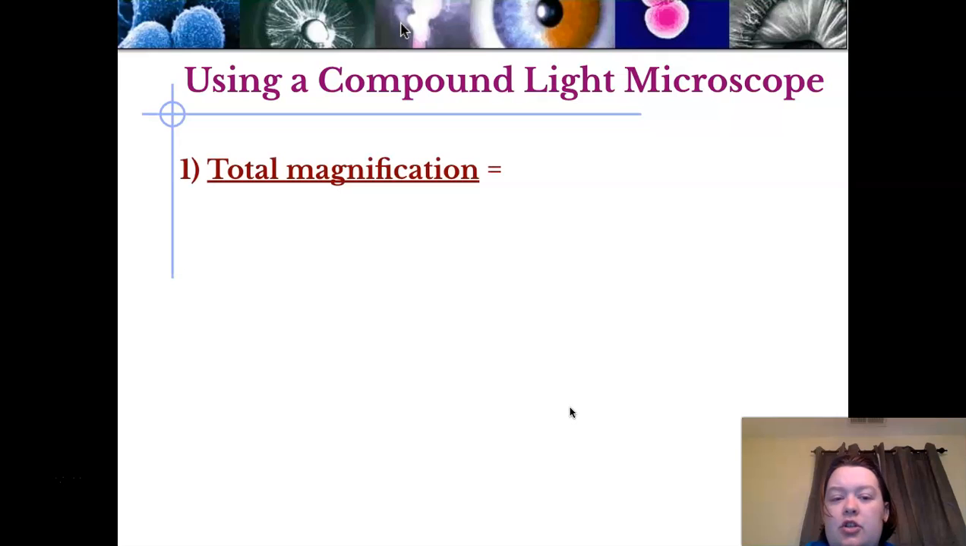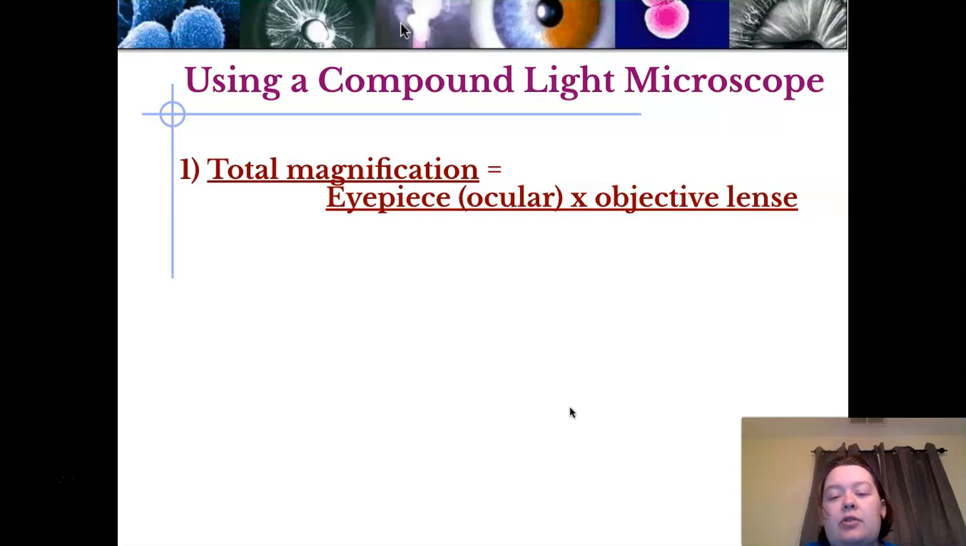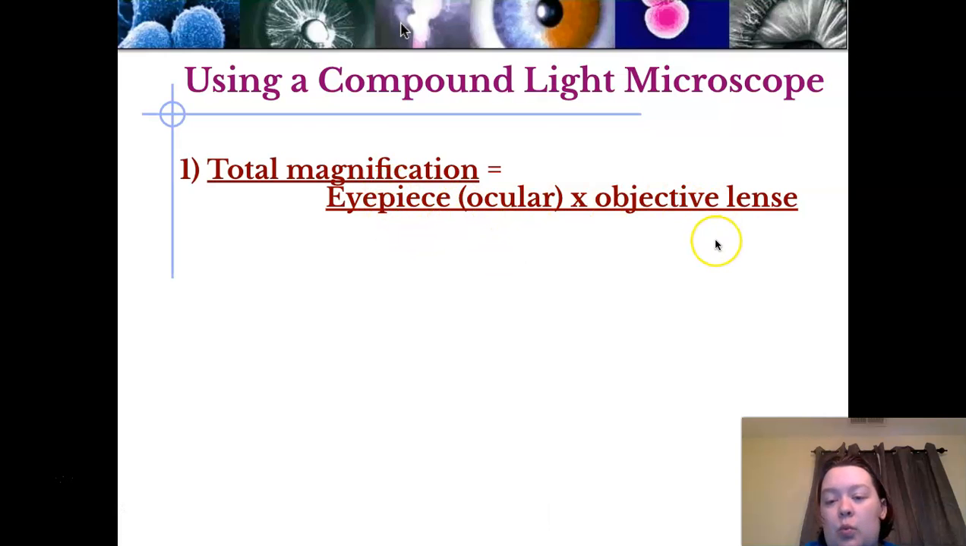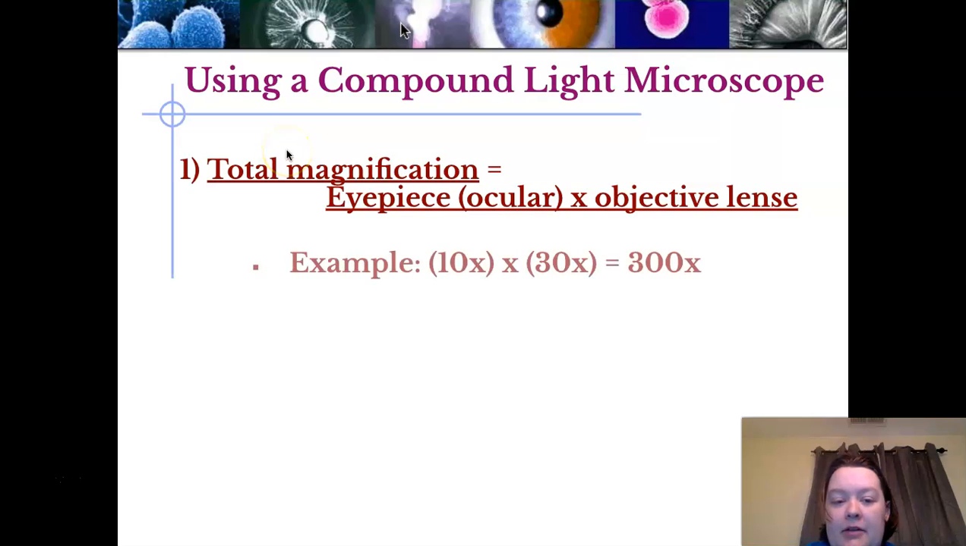So how you actually use a compound light microscope and figure out magnification. The total magnification is going to be the eyepiece power times the objective lens power. Typically, the eyepiece magnification is always 10. So 10 times whatever objective you're on would tell you your total magnification. So an example, if my eyepiece is 10, my objective is 30, I multiply those together, my total magnification is 300.